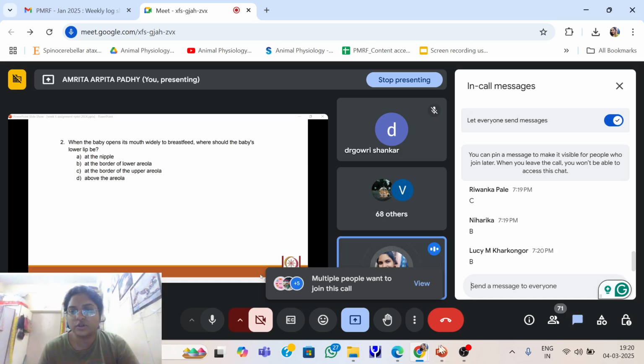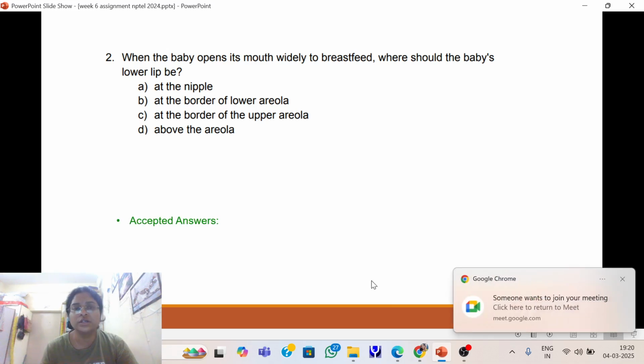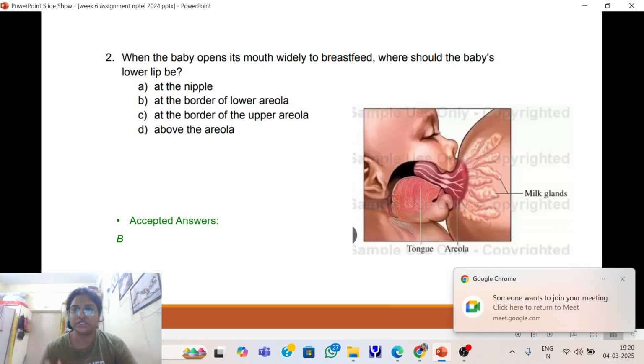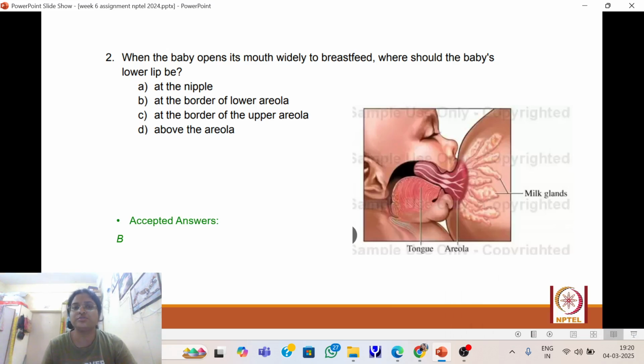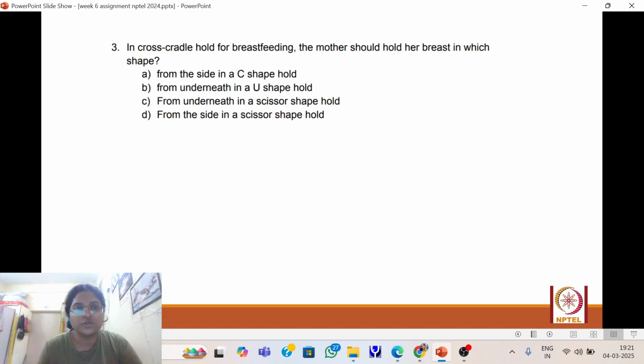Okay, let's see what is the correct answer to this question. It is B, at the border of the lower areola. As you can see from the picture which I have shown in the previous question as well, the lower lip should be at the low border of the lower areola. This is the lower areola and this is the upper areola. So the upper lip should be near the upper areola and the lower lip should be near the lower areola. Okay, simple. Okay, moving on to the next.